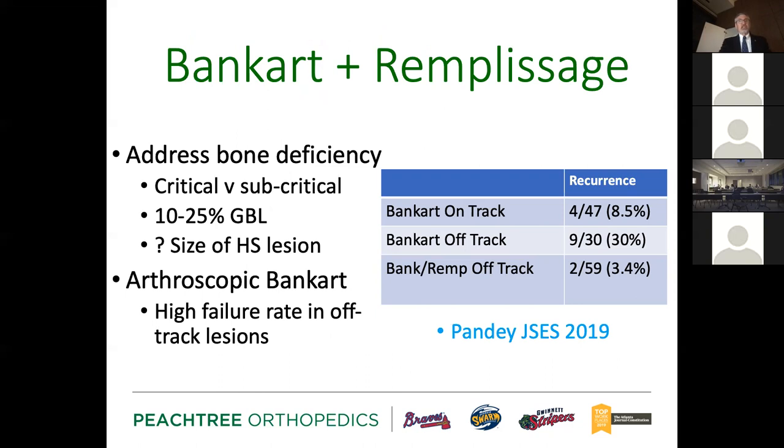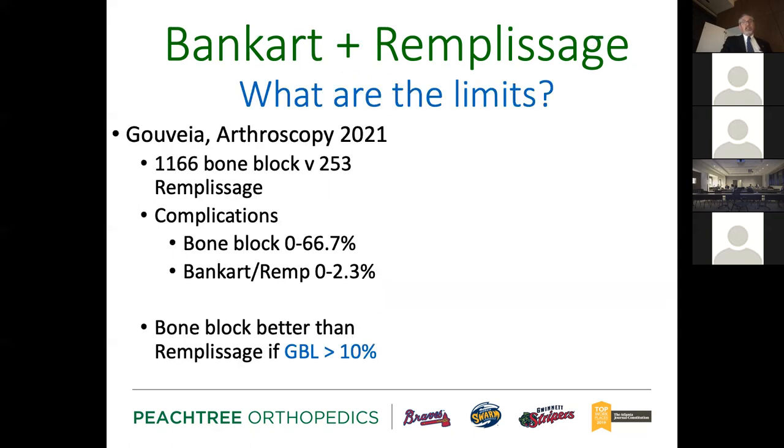And then you certainly have to ask yourself how big is that Hill-Sachs lesion. If you look at this study by Pandey, the success of Bankart in an on-track lesion, they had about an 8.5% recurrence rate. If it was an off-track lesion, then it was a 30% recurrence rate. But if they did the remplissage and the Bankart on an off-track lesion, they only had a 3.4% recurrence rate. So it was effective, even in off-track lesions, at stabilizing those shoulders. Arthroscopic Bankart alone is going to have a high failure rate.